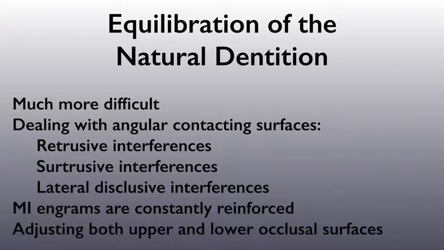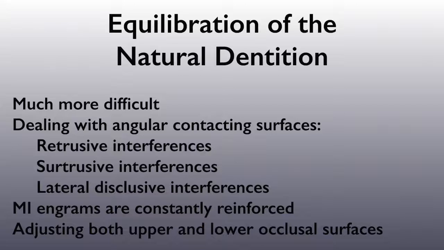Adjusting the occlusal surfaces of the natural dentition is much more difficult than adjusting the surfaces of an orthotic. That is because you are dealing with angular contacting surfaces, and they can be retrusive interferences or surtrusive interferences or lateral disclusive interferences. In addition, you are usually dealing with all three at the same time.